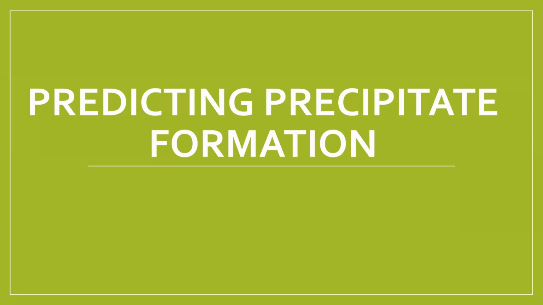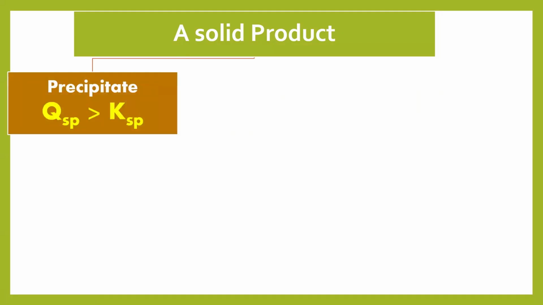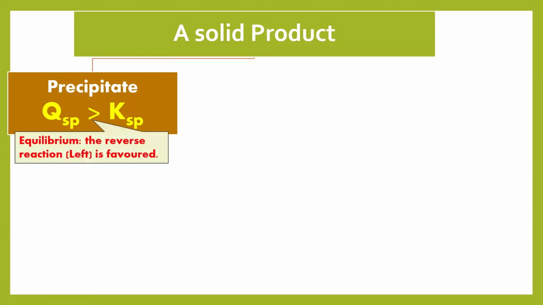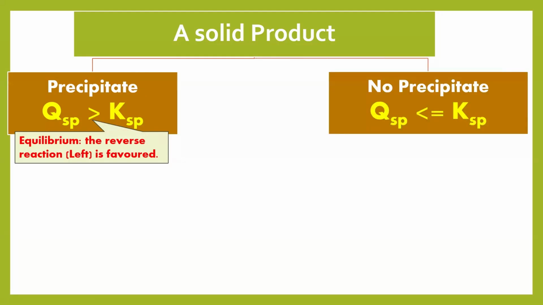to prediction of precipitate. If we have a solid product, this solid product may form a precipitate or may be dissolved. Precipitate will form if the Qsp value is greater than the Ksp value. And in this case, to achieve equilibrium, the reverse reaction is favored. If the Qsp value is less than or equal to the Ksp value, precipitate won't form.